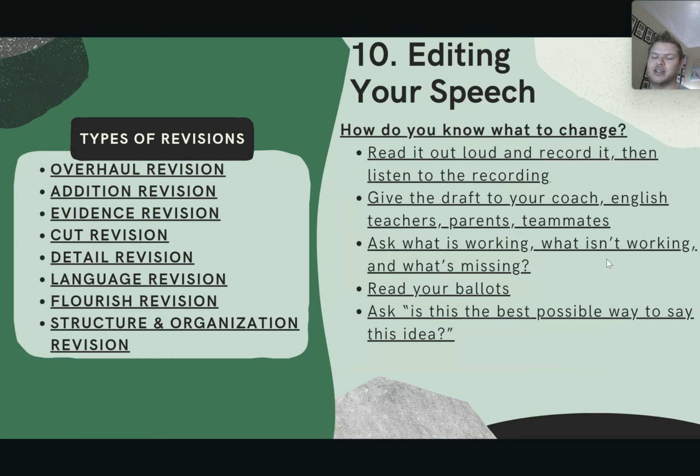How do you know what you want to change? If you know that something needs to change, but your ballots aren't great or you're not getting coached properly, you can read your speech out loud and record it and then listen to the recording, and anything that stands out to you, make a note of it. You can give the draft of your speech to your coach, English teachers, parents, or teammates and get them to give you some revisions. You can also give them your voice recordings or a video recording of your speech and do the same thing. Ask yourself, separate everything out, every sentence, every idea, every part of your visual aid for your speech. What is working, what isn't working, and what is missing from your speech. Then you can also read your ballots. Ask, is this the best possible way for me to say this idea?